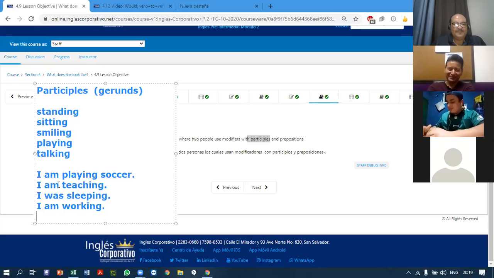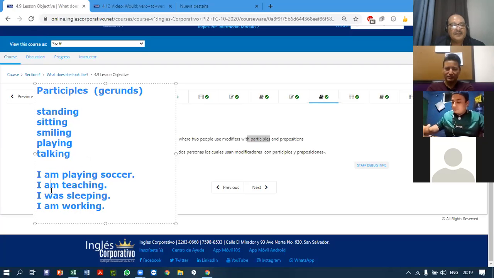Entonces, el pasado, presente progresivo y el pasado progresivo. Muy bien. The ing is the same as ando. Exacto. Ya vamos quedando claros. Entonces quedamos acá que aquí estamos usando el verbo to be.